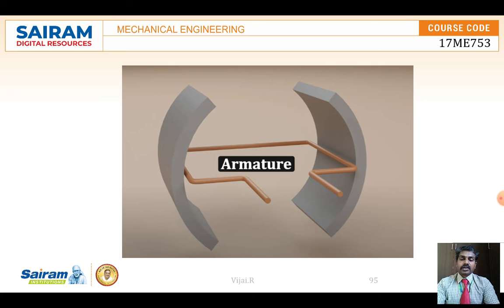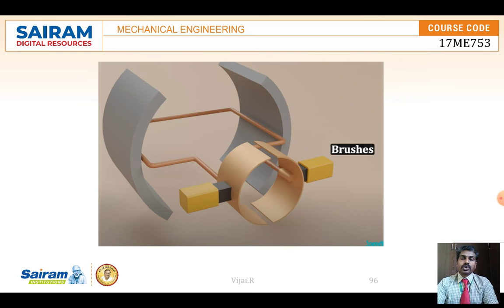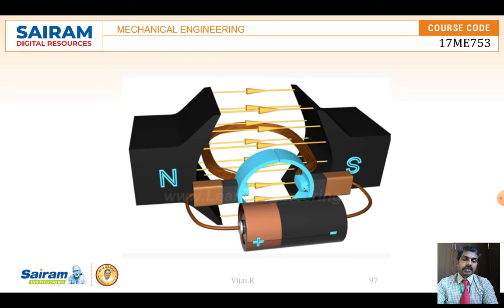Here there are two bar magnets, north and south pole magnets, and between them we keep an armature. The armature is connected with brushes, spring activated brushes, which always have contact with the commutator. The commutator is going to supply the electrical power to the armature. You can see a battery, a DC power supply, connected with the brushes, and the brushes have contact with the armature. The armature, which is connected with the coil, gives the supply to the coil.